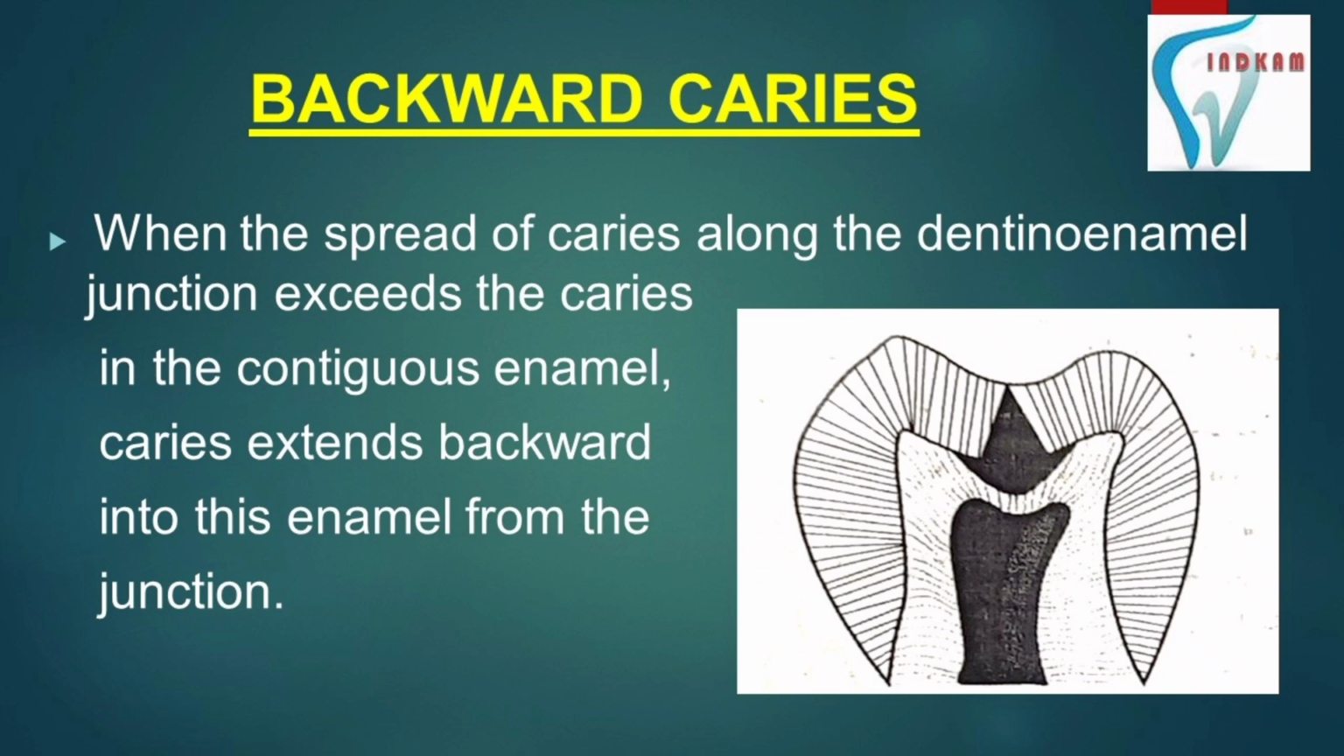Backward caries. When the spread of the caries along the dentino-enamel junction exceeds the caries in the contiguous enamel, caries extends backward into the enamel from the junction. Means it starts growing backward. The spread of caries in dentine is faster as compared to enamel. Once the caries reaches the dentine, it starts growing rapidly in lateral directions also, and from there it starts involving the enamel from backside, from dentine side. So that's why it looks like it is going backward. So it is known as backward caries. You can see the same in the diagram.